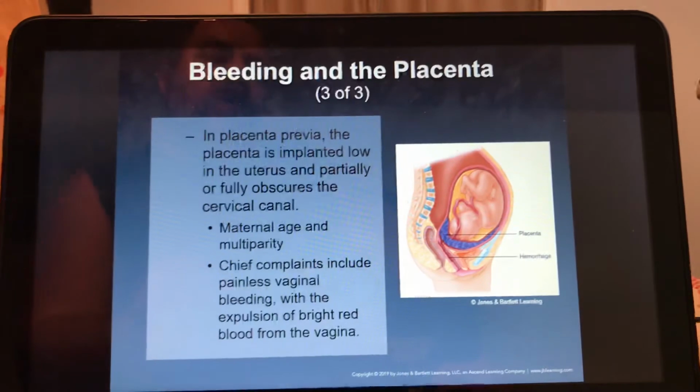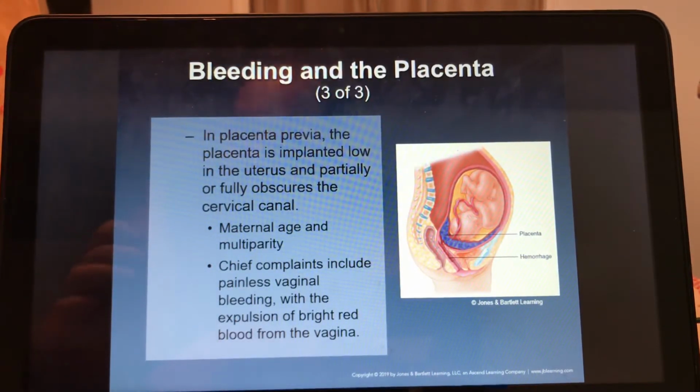It is supposed to also be a bright red blood coloring. But as we talked about last week, you may not be able to tell so much the color of the blood. It'll just look like they're bleeding. So, this will be painless. And that's due to the fact that the placenta is over the cervix.